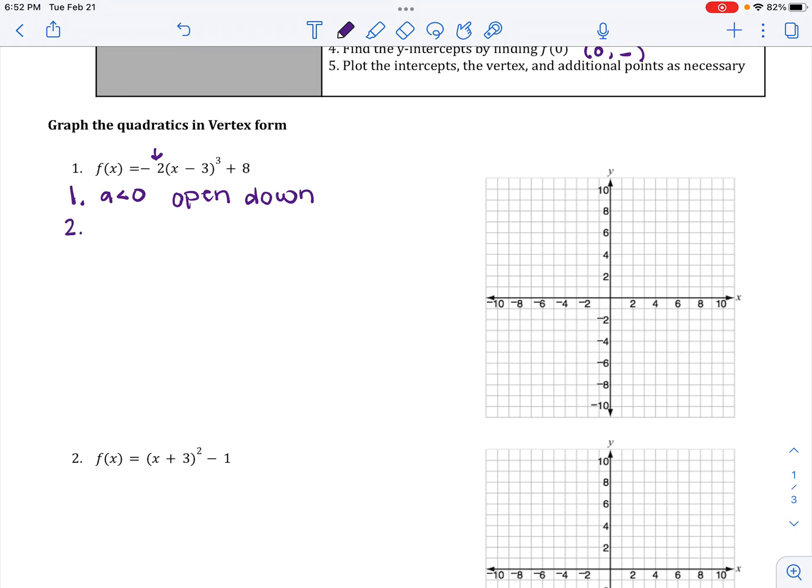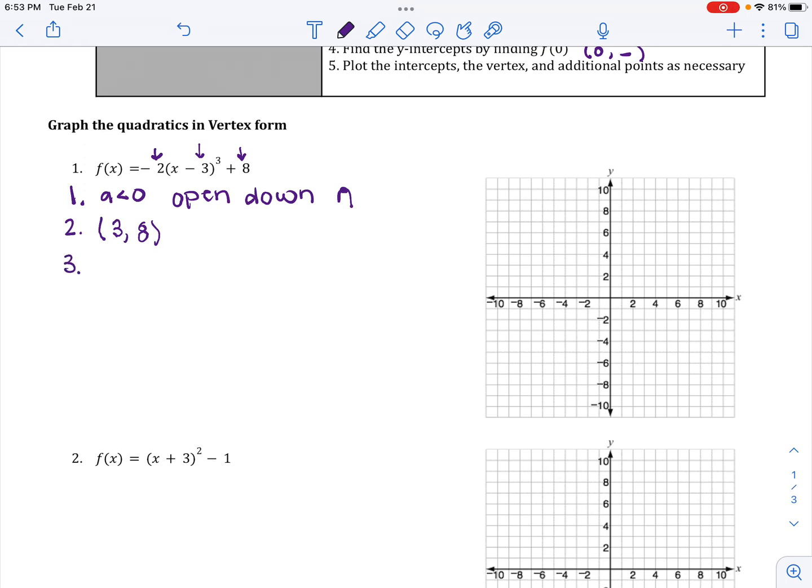Then we're going to go ahead and look at our vertex. Okay, our vertex is coming from our h, k. Remember, h is opposite of what you see. So I see a negative 3, which means it's going to be a positive 3 here. k is exactly what you see. So I see a positive 8, it's going to be a positive 8. Okay, so my vertex, basically my high point or my low point, and since this opens down, it's going to be that high point right there, is (3, 8).